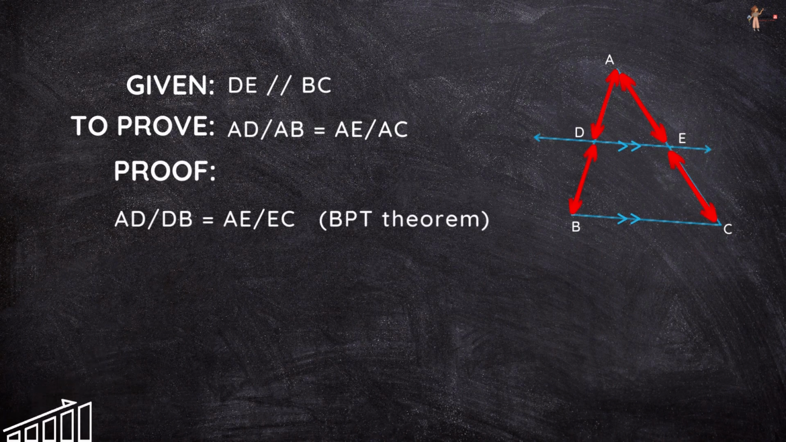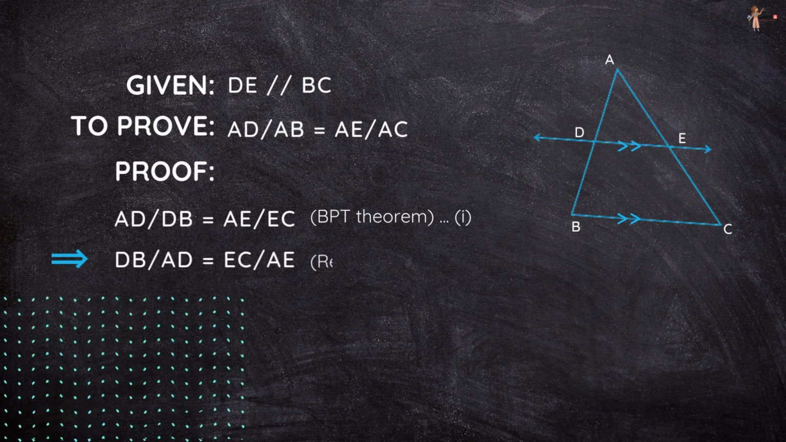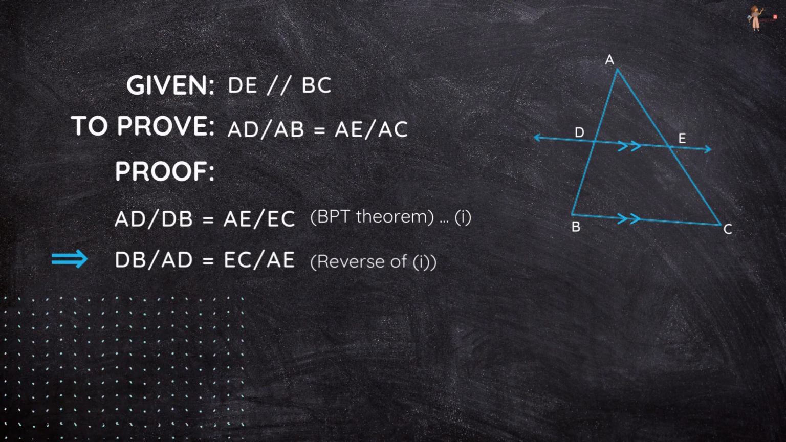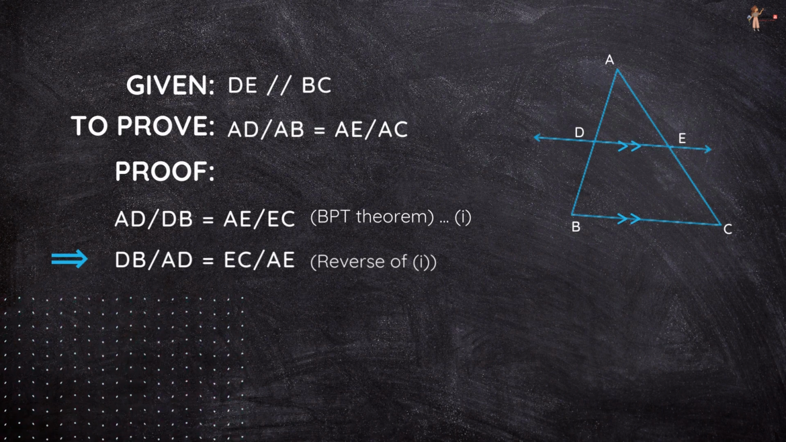Now AD upon DB is equal to AE upon EC because DE is parallel to BC and according to BPT theorem, the sides are proportional. The line divides the sides in the same ratio. Now, the reverse of it would also be true. That means DB upon AD would be equal to EC upon AE.